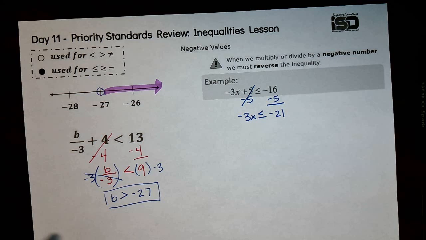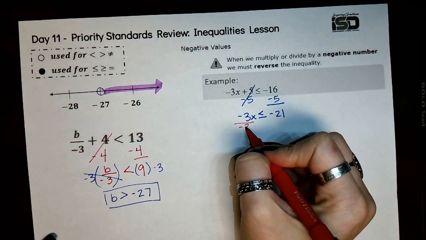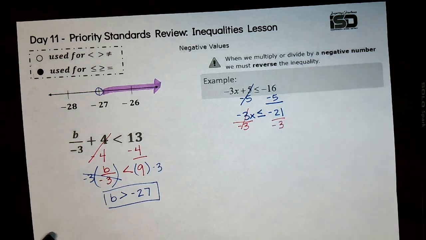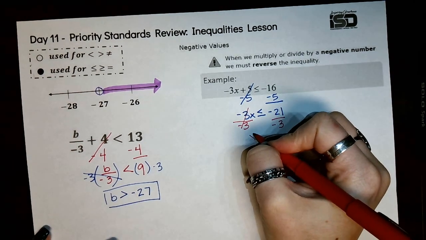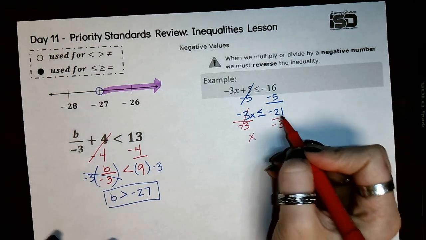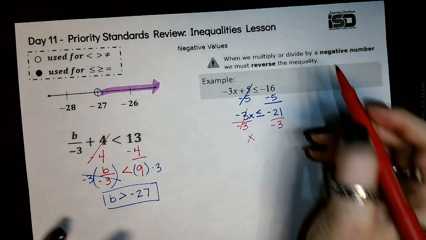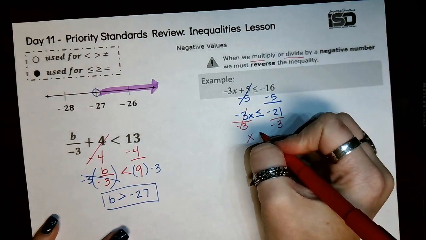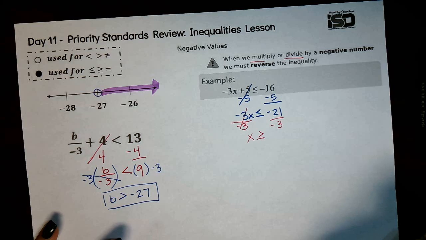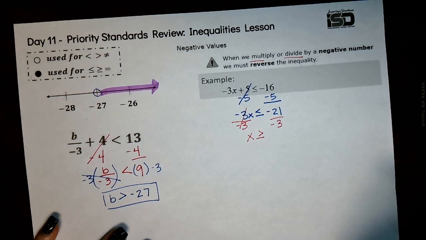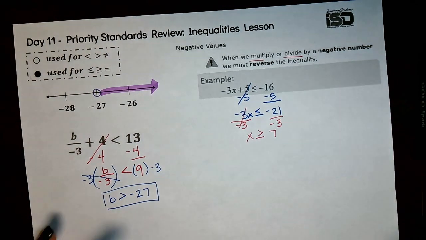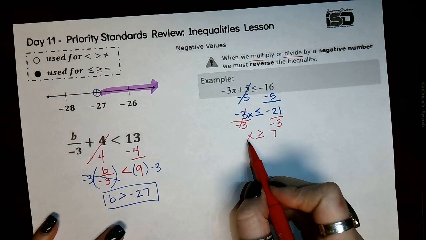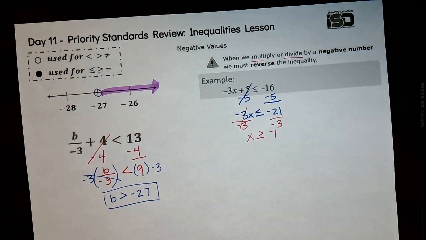Now from here, you're going to divide both sides by this negative 3, because remember you want x by itself. So now we're going to have x, and again, we are dividing by that negative. Remember, when you multiply or divide, you have to reverse that inequality sign. So now it becomes greater than or equal to negative 21 divided by negative 3. That would be a positive 7. So your final answer is x is greater than or equal to 7.